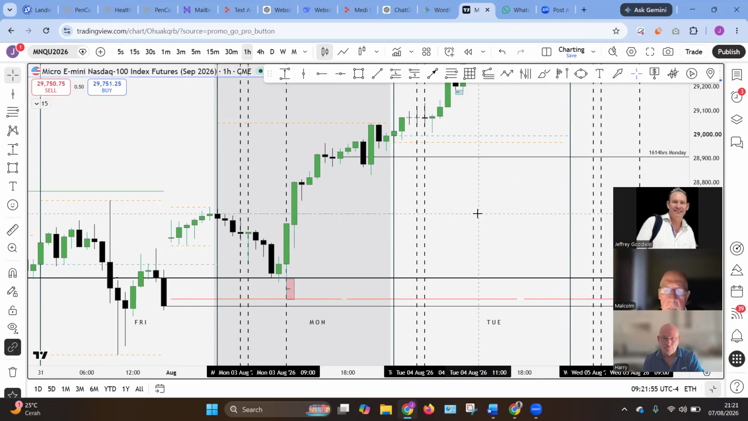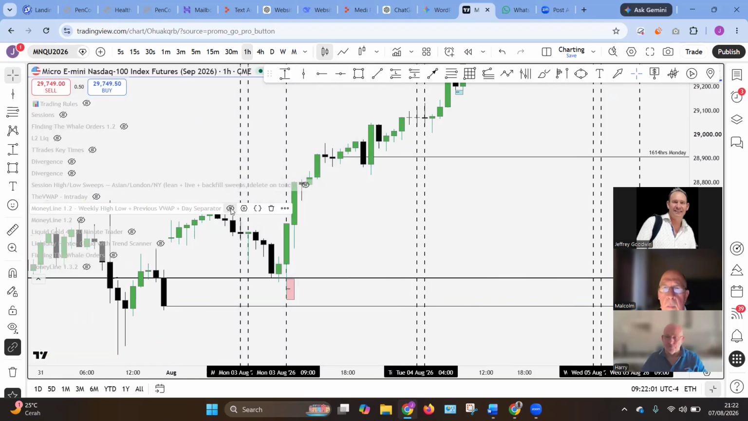I've said it in advance, the times of the day. We have no indicators on currently. However, we will put on our new Finding the Whale 1.2. Can I just check, do you have Finding the Whale 1.2? Yep. Yeah. I go to my settings.